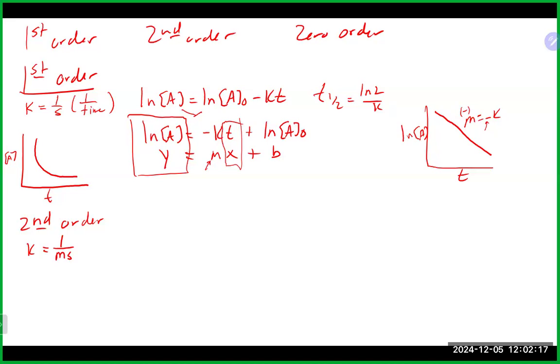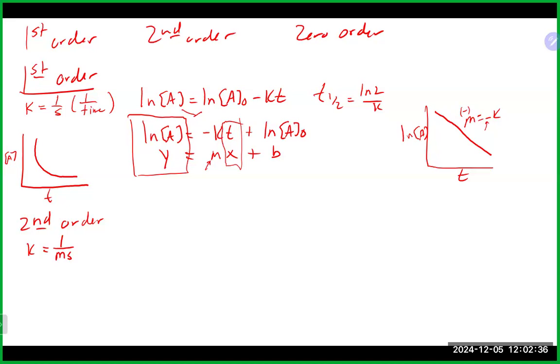You could get a second order reaction by having one reactant that is second order. You could also get two reactants where each one is first order, right? That will give you an overall second order reaction. You could also have two reactants where one is second order and the other one's zero order. That will give you a second order reaction.